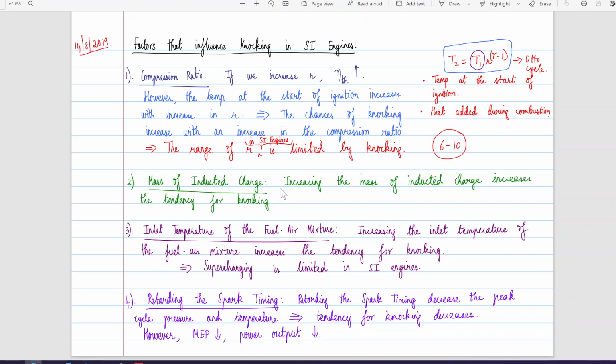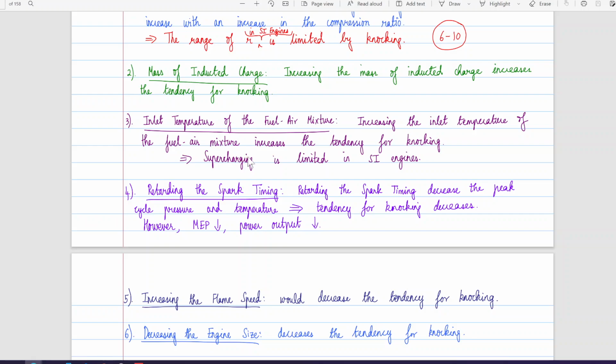Then there is mass of inducted charge. Increasing the mass of inducted charge increases the tendency of knocking. So if you are putting in more fuel, there is a good chance that this would happen. Inlet temperature also would play a role. Increasing the temperature would increase the tendency for knocking, and hence we should be careful about supercharging as well.